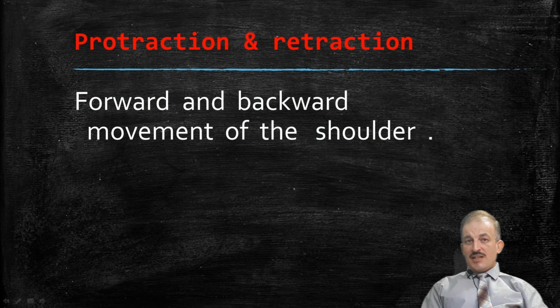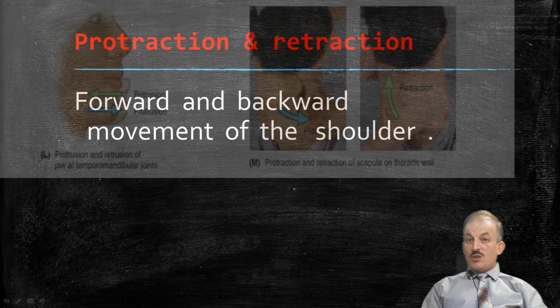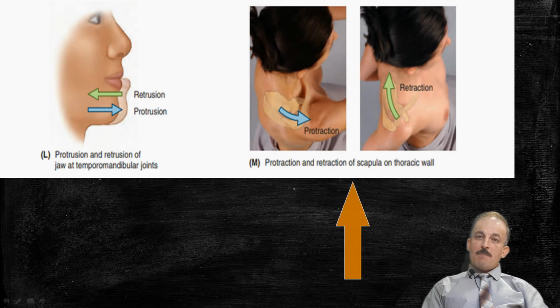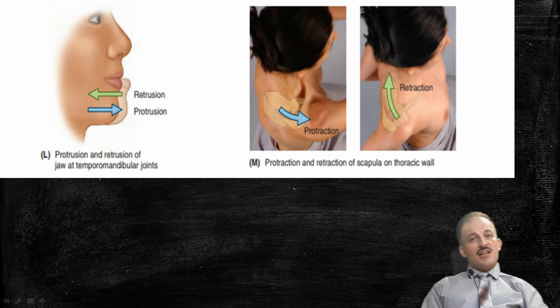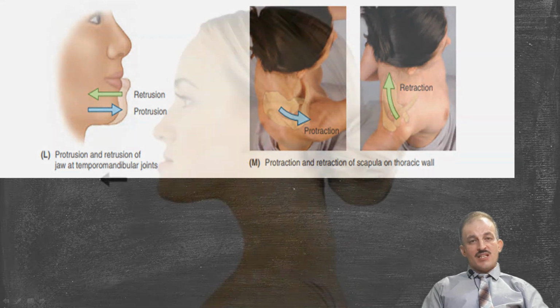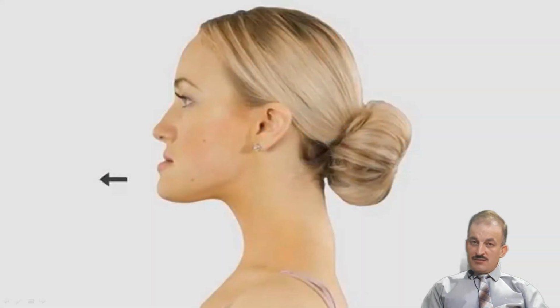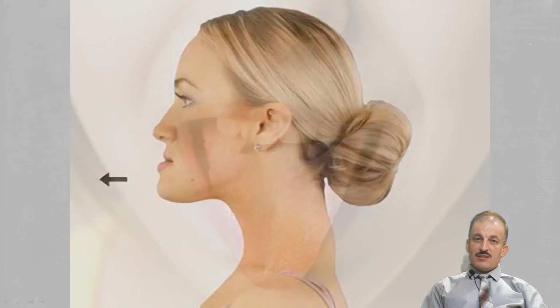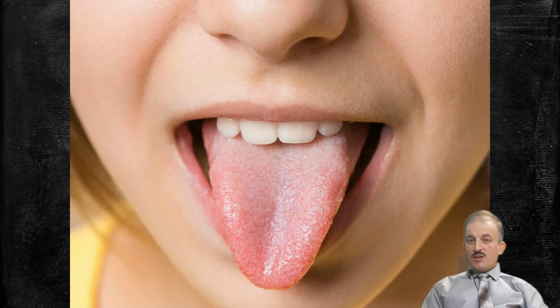Also protraction and retraction. This is forward and backward movement of the shoulder towards the chest wall. This is protraction away from and retraction toward. Protraction and retraction are special to the shoulder. This is protrusion of the chin. This is protrusion of the tongue.